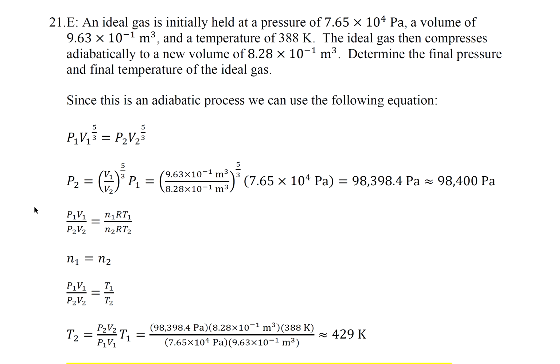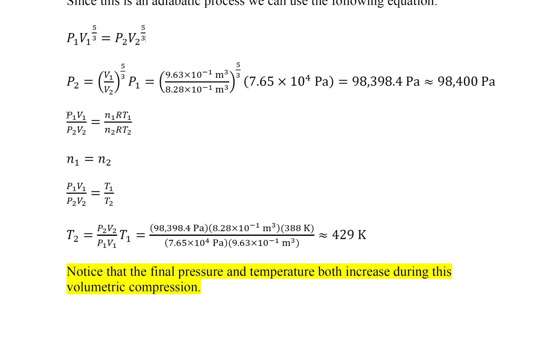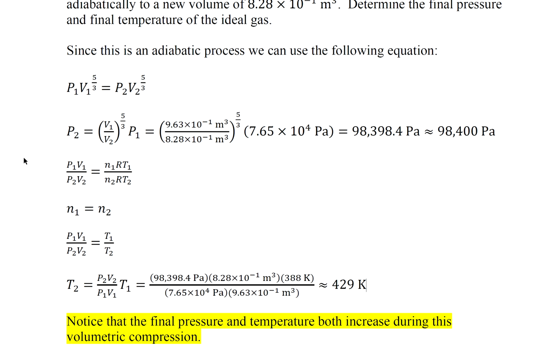Once again, since this is adiabatic, we can use this equation. We could solve for P2 since we're given volume 1 and volume 2 and P1. Finally, we could use the ideal gas law to solve for temperature 2. So we're being compressed here, so temperature increases and pressure increases.